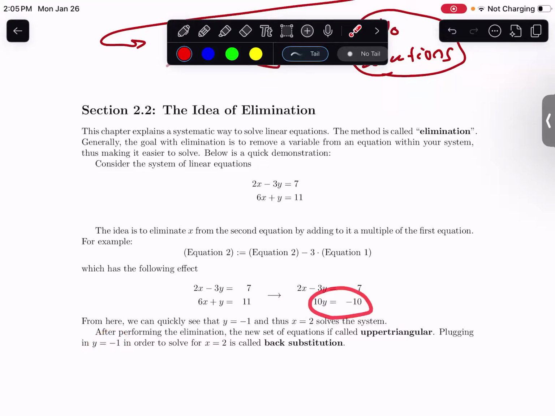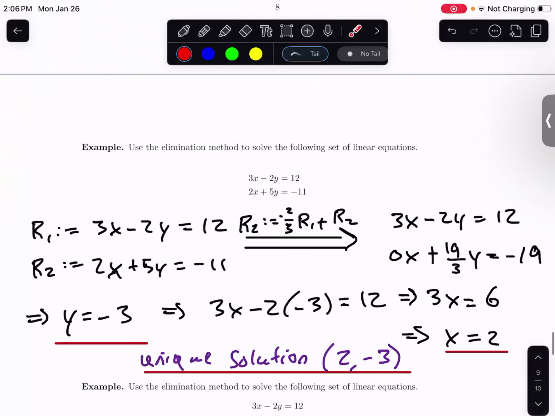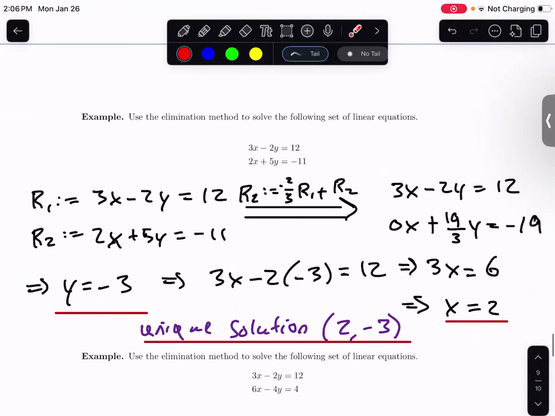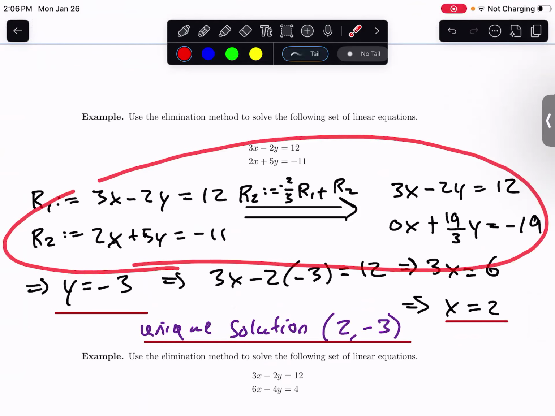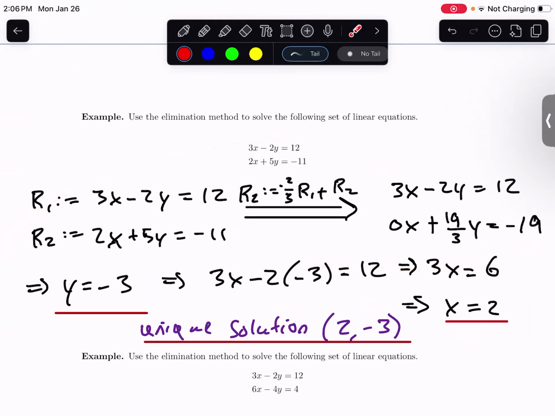Once you know y is equal to minus 1, you can plug it in to the first equation to get 2x plus 3 is equal to 7, which tells you that x is equal to 2. And so this idea of substituting in y is equal to minus 1 into the equation above is known as back substitution. And so I think we went through one more example. Yeah, that's right. One more example where we solve the following system of linear equations and we end up getting a unique solution via back substitution.